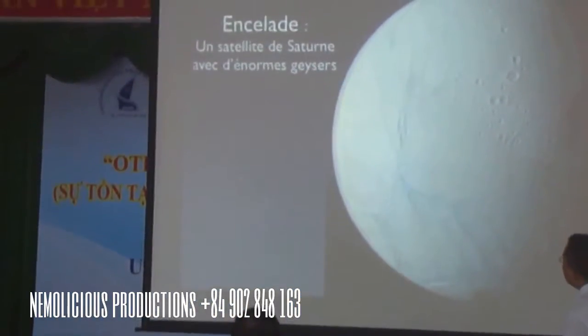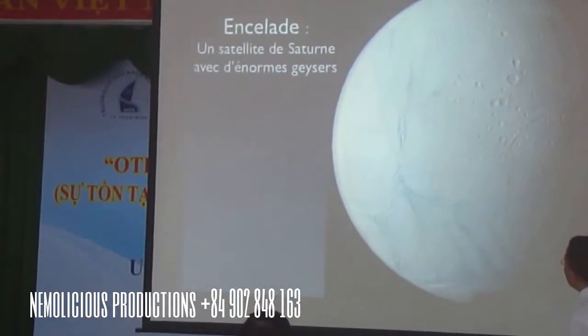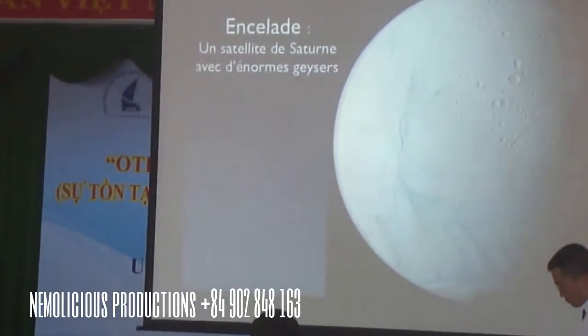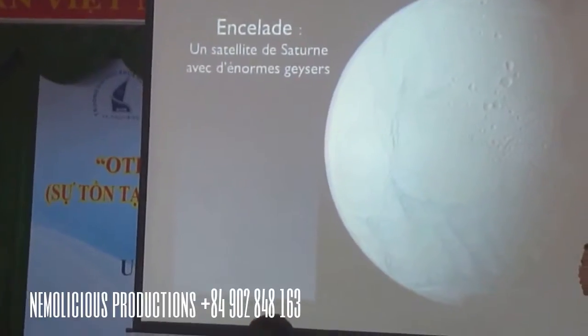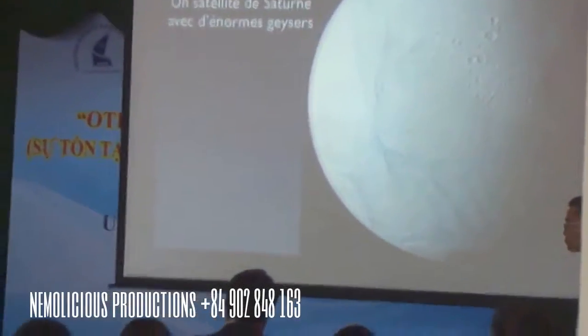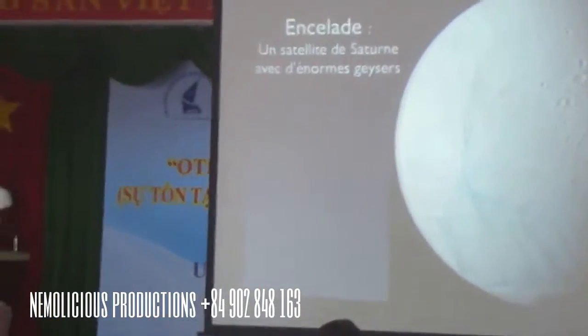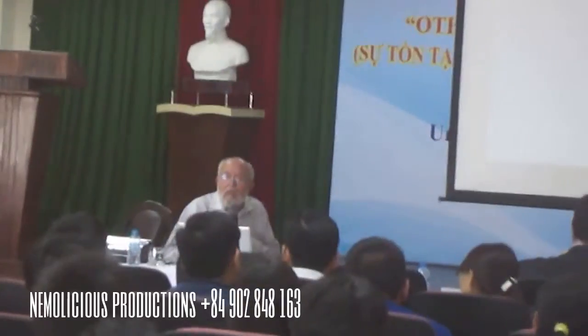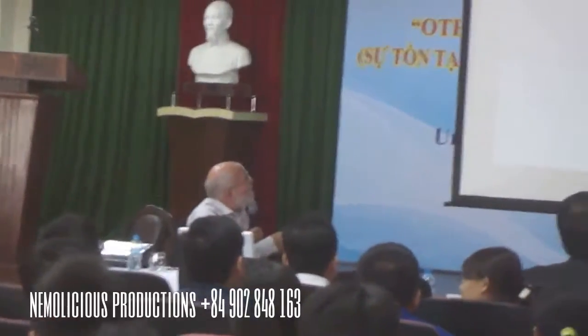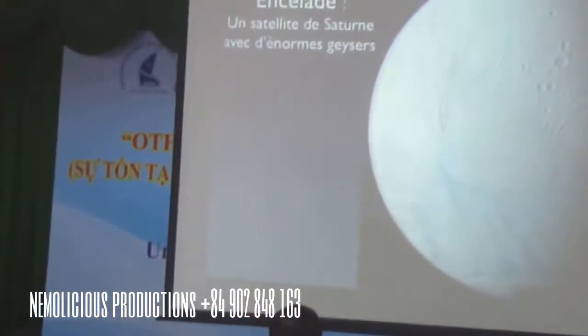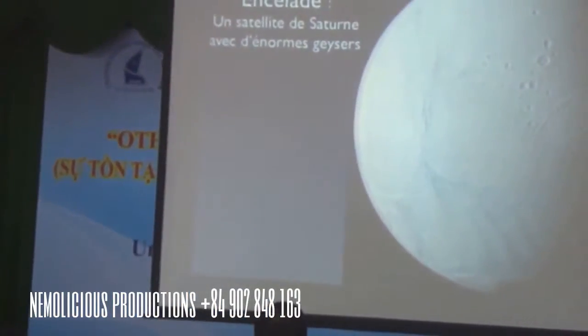At Enceladus, this is a satellite of Saturn with huge geysers. Probably this will be visited in one generation from now. And not so close, it's 10 AU, so it's a complex and expensive mission to go. They have discovered some geysers here on the limb of this object.